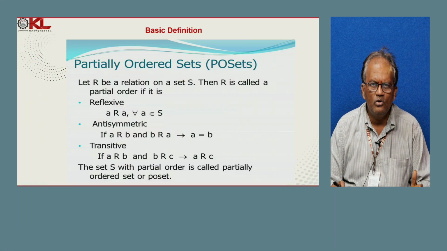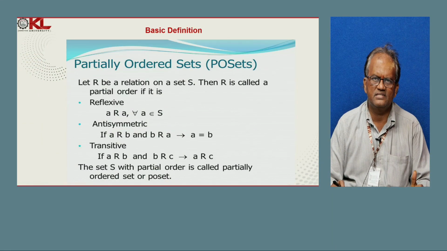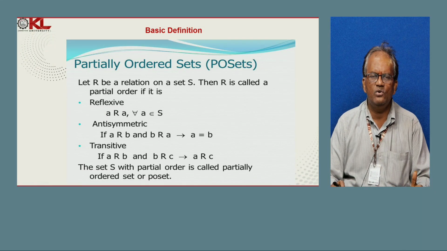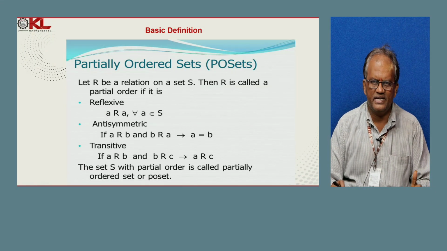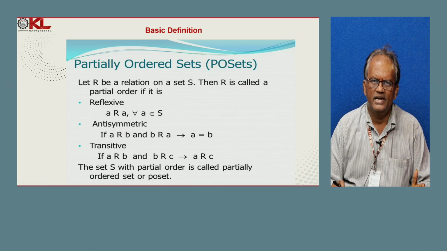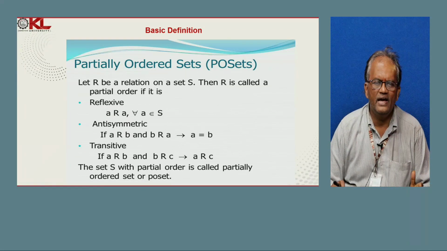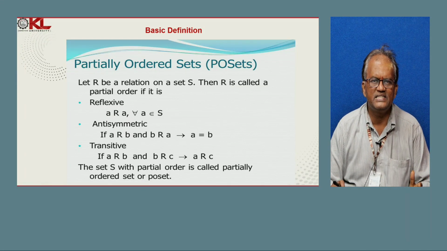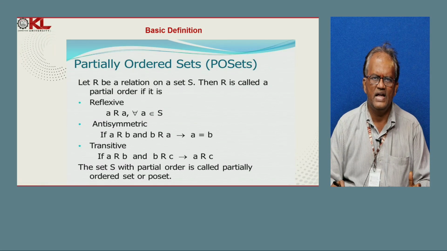Before going to partial order sets, first we learn the basic definition. As I told you just now, a partial order set, shortly called a poset, is a non-empty set S with a relation R that should satisfy three properties: reflexive relation, antisymmetric relation, and transitive relation.